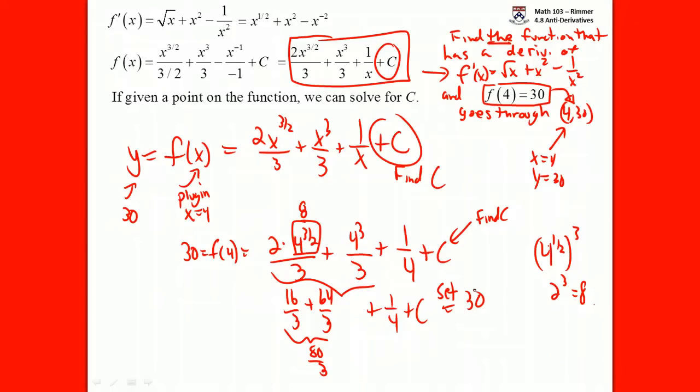Take 80/3 and subtract a fourth. How do you do that? Common denominator between 3 and 4? 12. Both of these need to be over 12. Can't go grab a calculator on your own. No crutch. So you multiply the first fraction by 4, top and bottom. Second fraction by 3, top and bottom. What does that become?